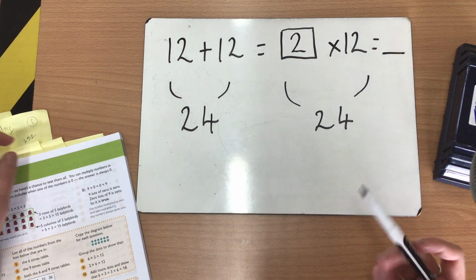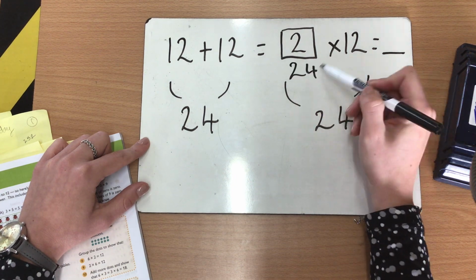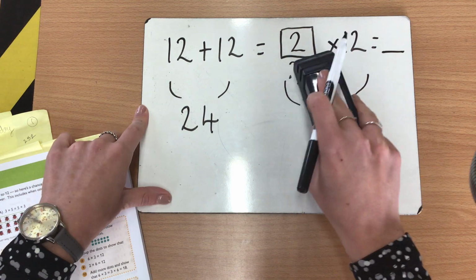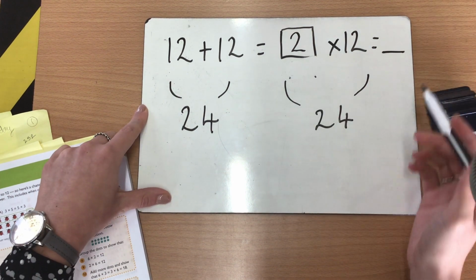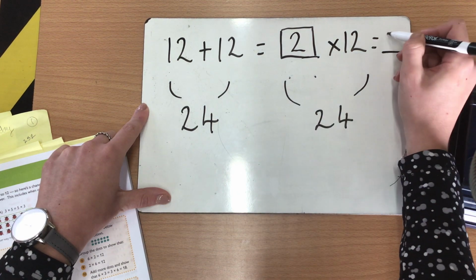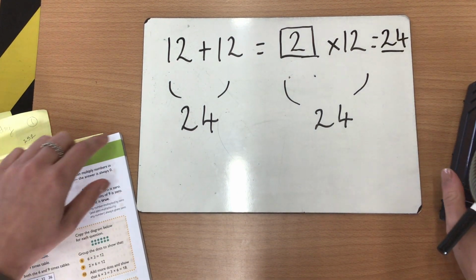So what you don't want to do, you don't want to say 12 add 12 is 24 and write that here and then try and times it by 12. That's quite tricky because actually that wouldn't be balanced either. That wouldn't give you the answer of 24. So in this box here you need your 2 because that's how many 12s there are, and the answer would be 24. Let's have a look at another one.